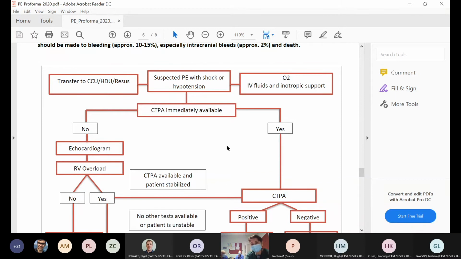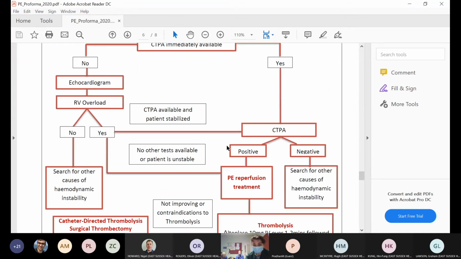But basically, when you have an unstable patient, you're trying to involve as many people together. If the patient is stable enough, CTPA. If it's a really sick patient, you do medical management. You're getting people around who can do echoes. And obviously informing the consultant about the situation for thrombolysis.